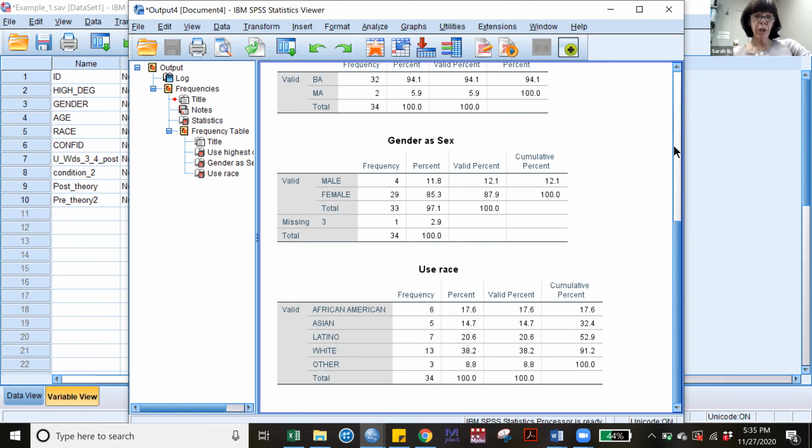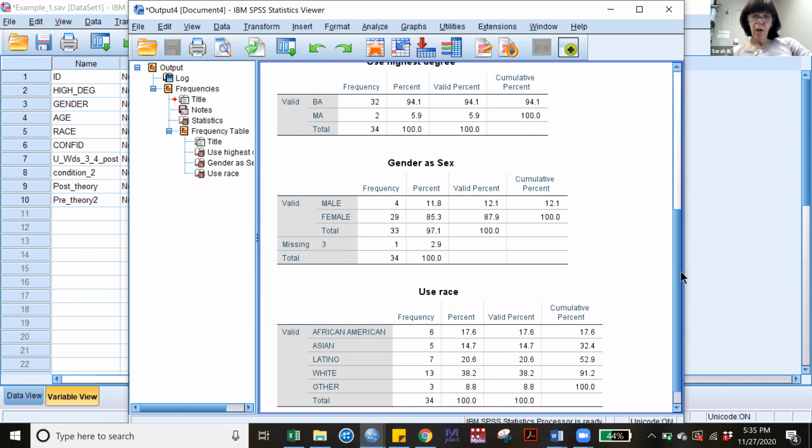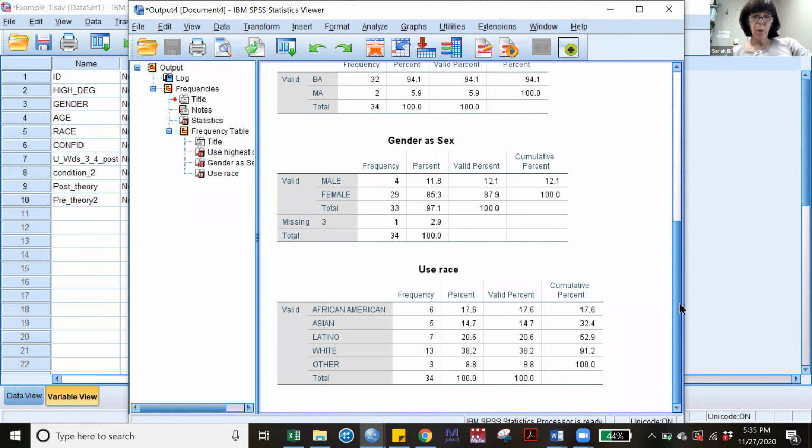N equals 33. And for race, everyone reported, and the majority were white, but an additional approximately 50% were African American, Asian, or Latino. So those are our demographics categorical variables.